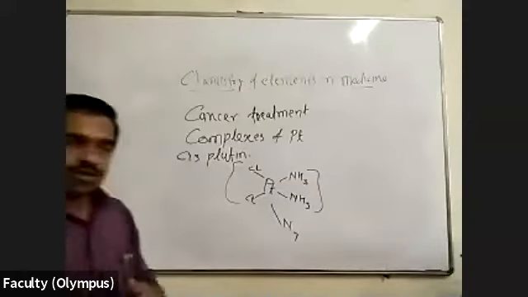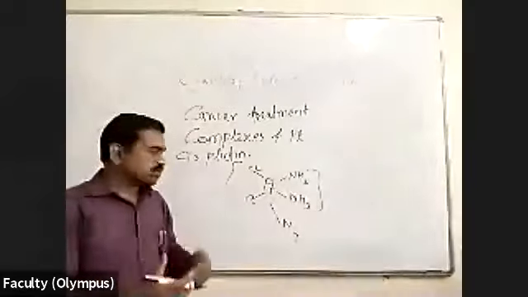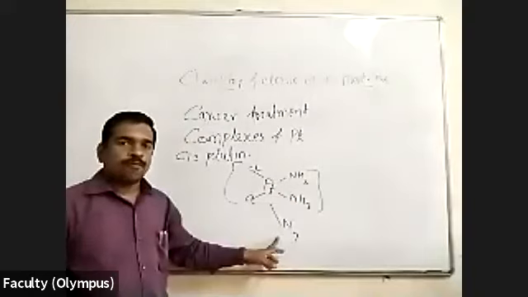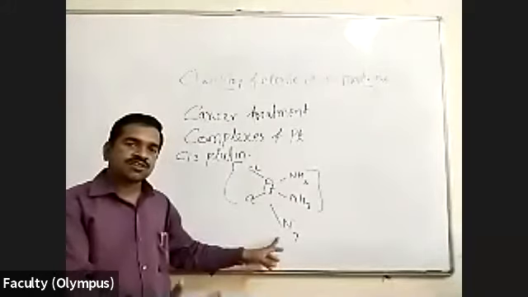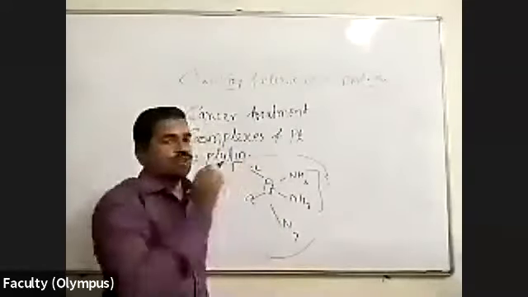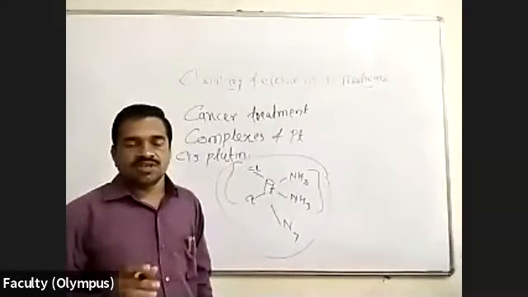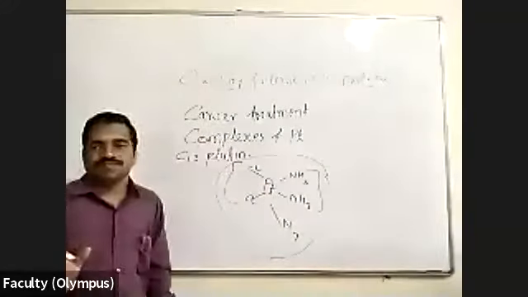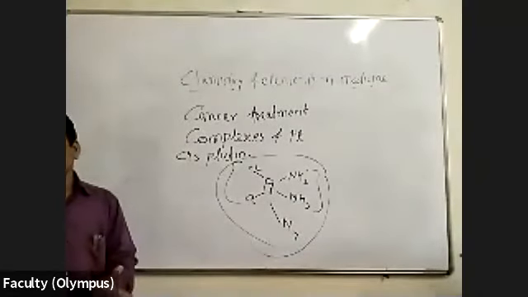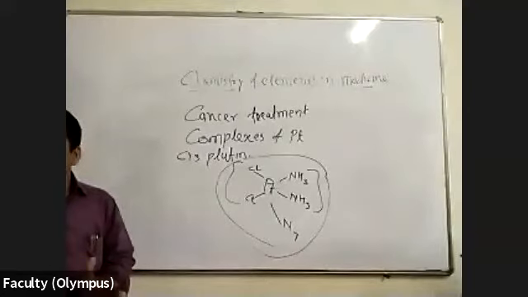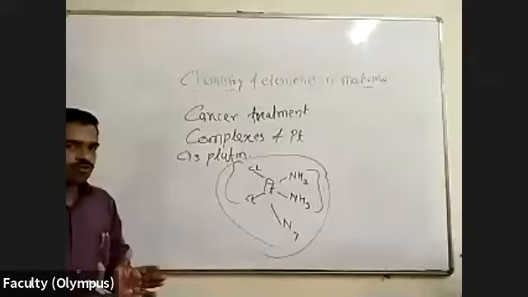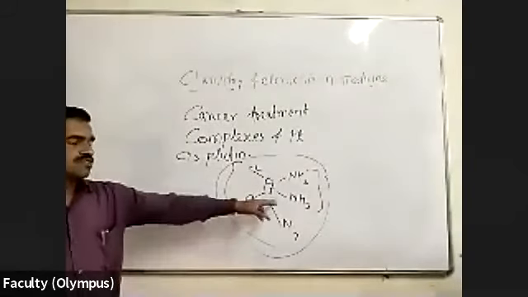Now normally, with the DNA of the normal cell, this platinum now binds. Then what is needed for the next process, DNA synthesis, will not be available. DNA is blocked by this complex, cisplatin. So the DNA synthesis is stopped, cell division is stopped. So the abnormal growth of those cells was stopped by using this cisplatin drug.